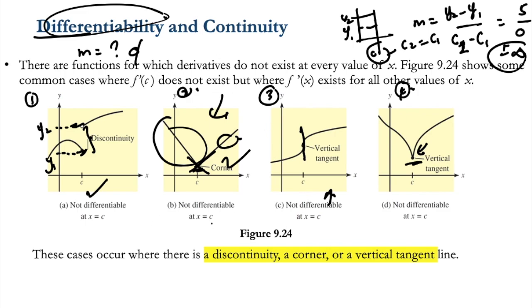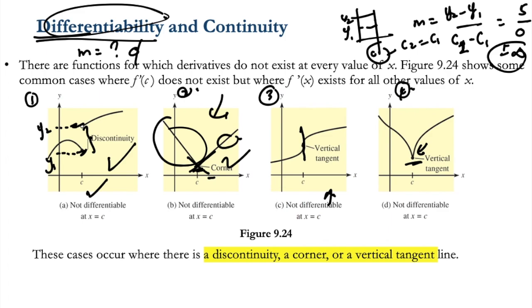So in these cases, what we can say is, as long as you have a discontinuity like the first case, a corner or kink point like the second and the fourth cases, or a vertical tangent like the third case, then we cannot differentiate the function at that particular point.